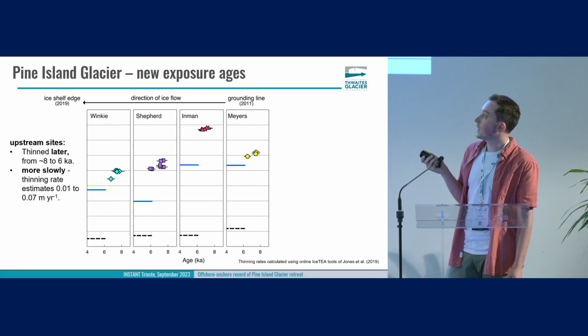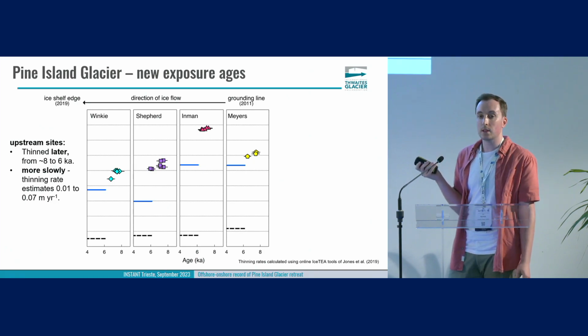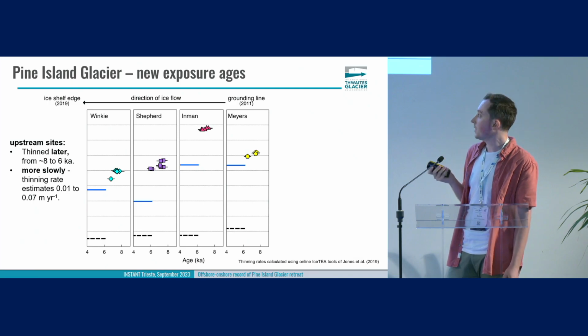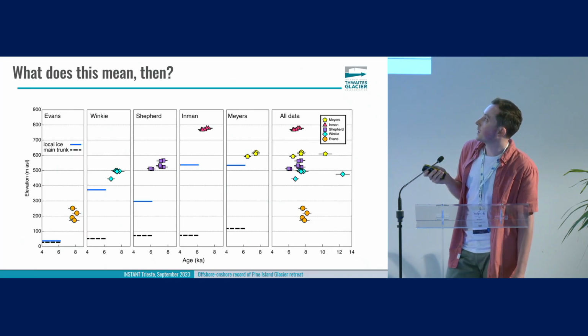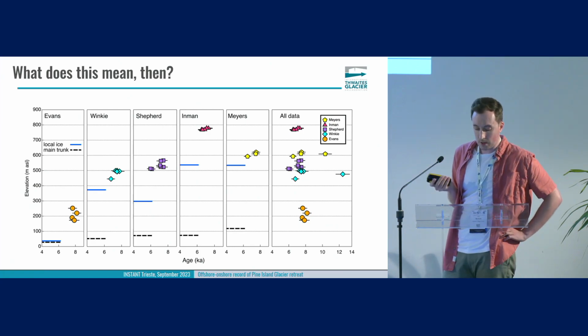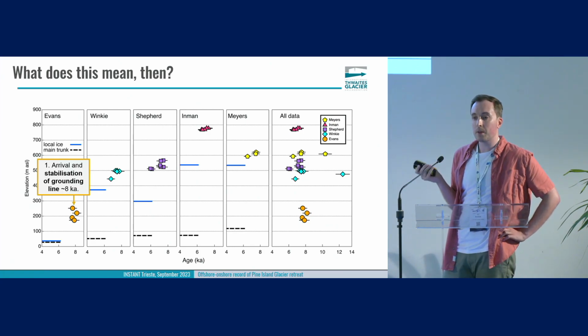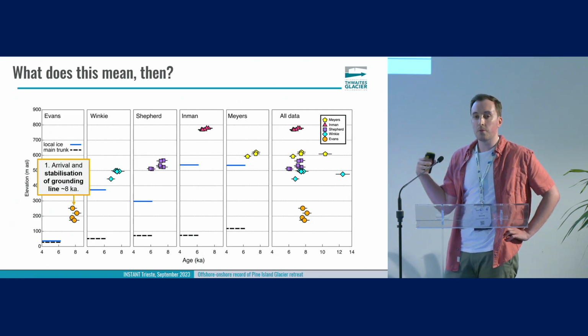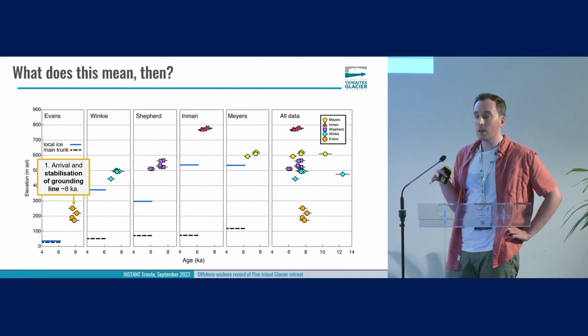So thinning not only happened more slowly at these sites, but also happened a little later, a little more delayed versus the furthest downstream site. If we look at everything again together, what we are inferring is that the rapid thinning at Evans Knoll, furthest downstream, is recording the arrival and stabilization of the grounding line of Pine Island Glacier about 8,000 years ago.